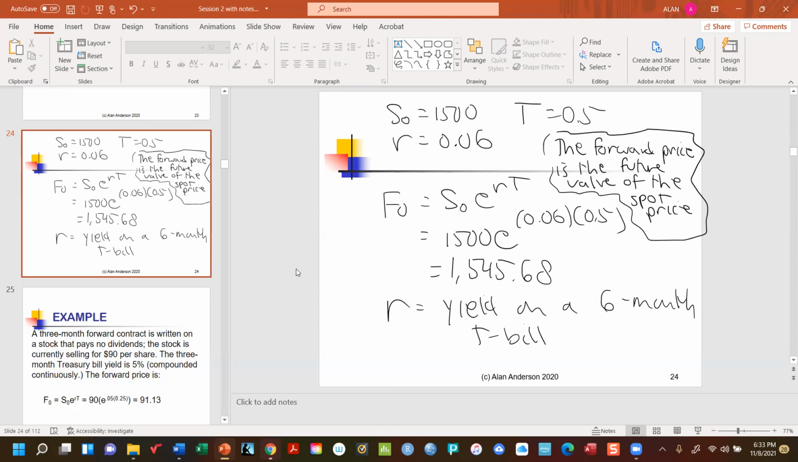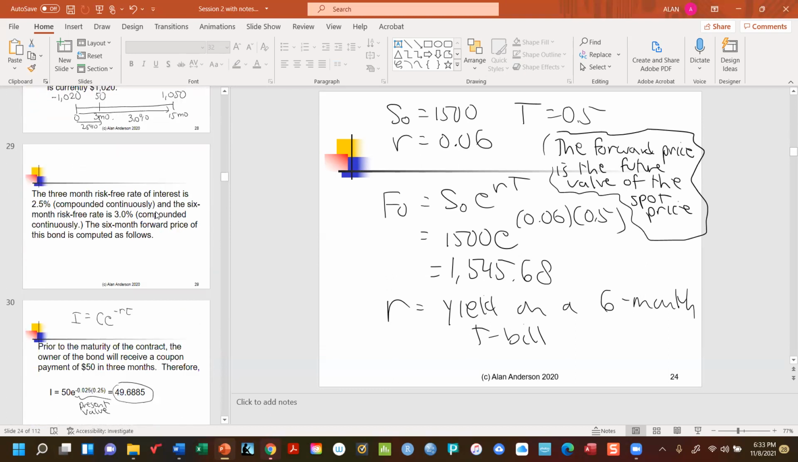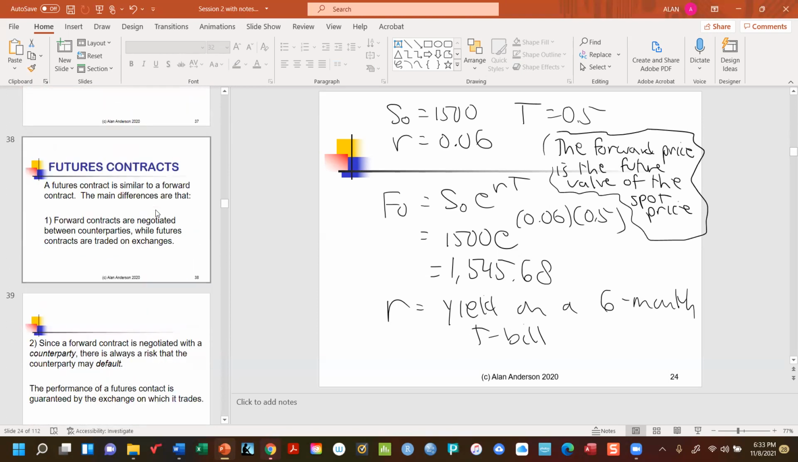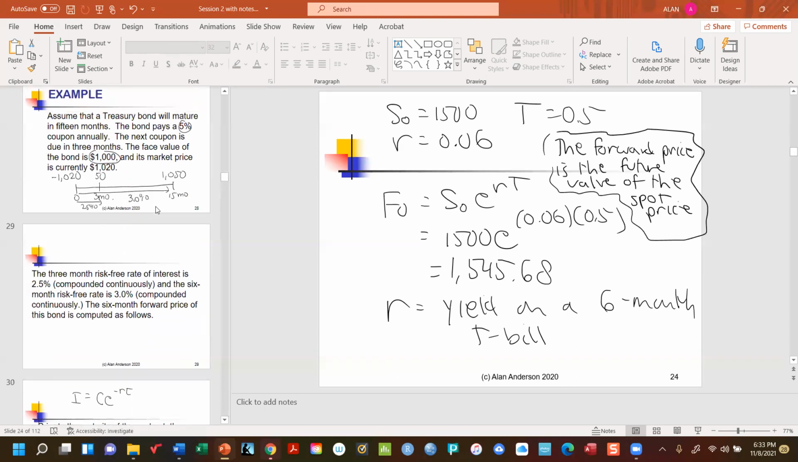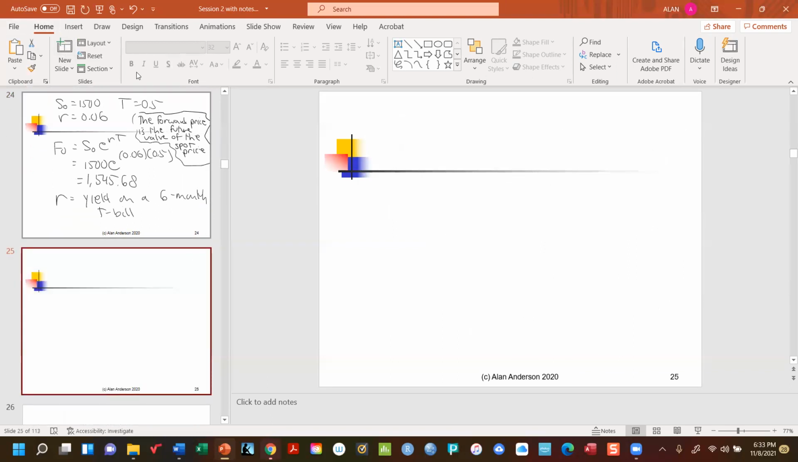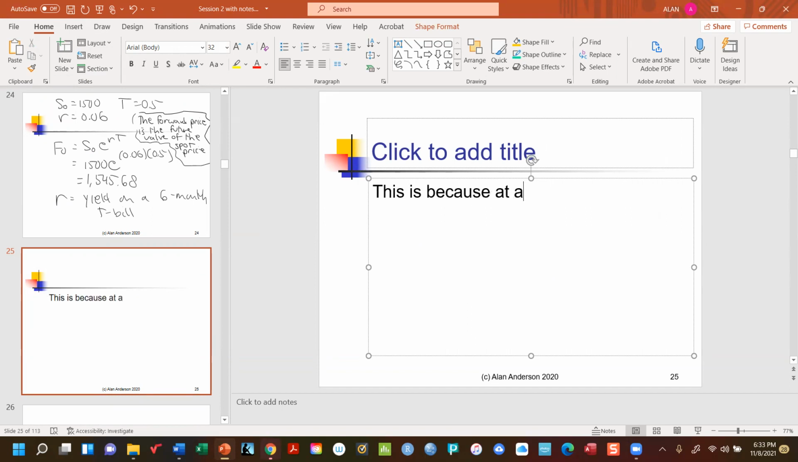Okay, so now let's see, down the road here, we're going to show the reason for this, and I'll just throw this in here, and we'll discuss this more as we go along, is because at any other forward price, there will be arbitrage opportunities.